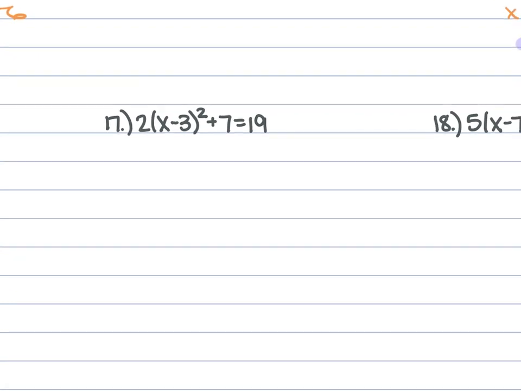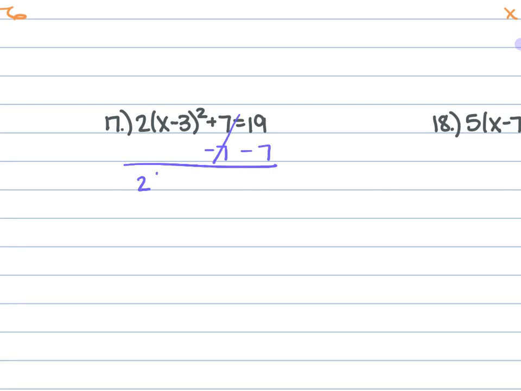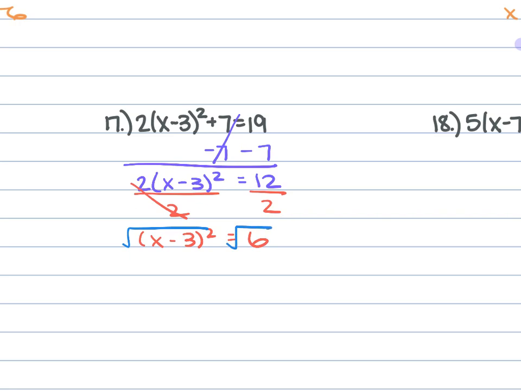For 12, we have 2(x − 3)² + 7 = 19. So subtract the 7 from each side. We have 2(x − 3)² is equal to 12. We divide each side by the 2, and we get (x − 3)² is equal to 6. We take the square root of both sides, so x − 3 is equal to plus or minus the square root of 6. And then we move the 3 over by adding it to both sides to get x is equal to 3 plus or minus the square root of 6.